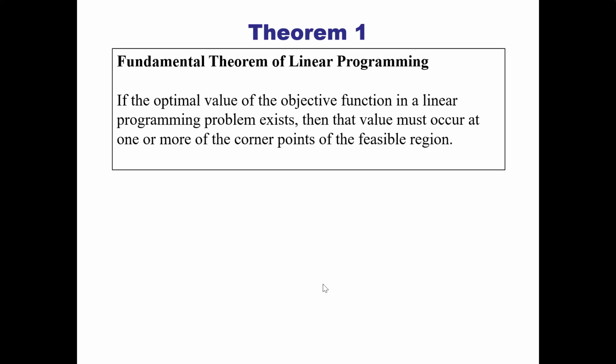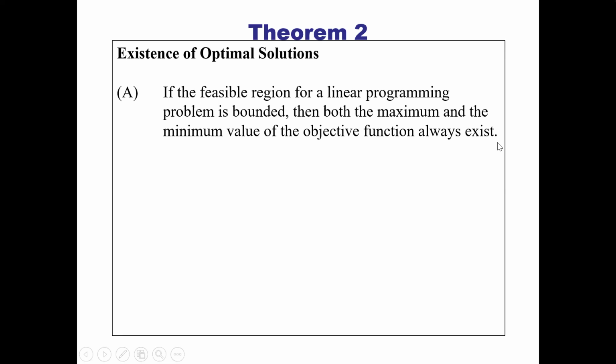All right, so Theorem 1 is called the fundamental theorem of linear programming. It says if the optimal value of the objective function in a linear programming problem exists, then that value must occur at one or more of the corner points of the feasible region. Now, sometimes it's not going to actually be a corner point. It might be a line, so it might go from here to here, and all the points along that line are going to be feasible. So that's kind of a key thing. Some of them are going to actually be a line.